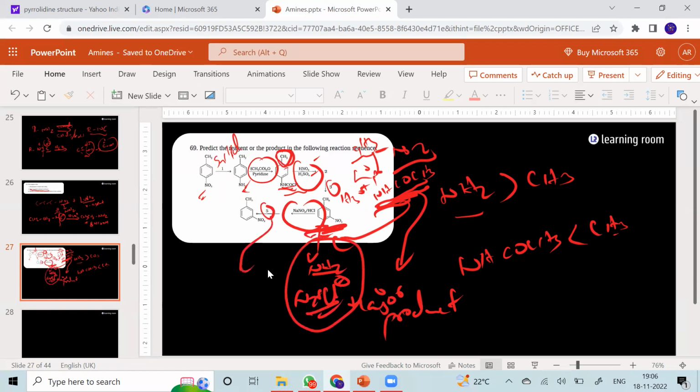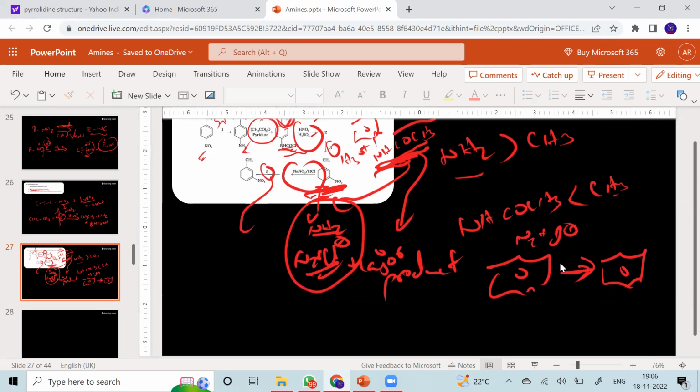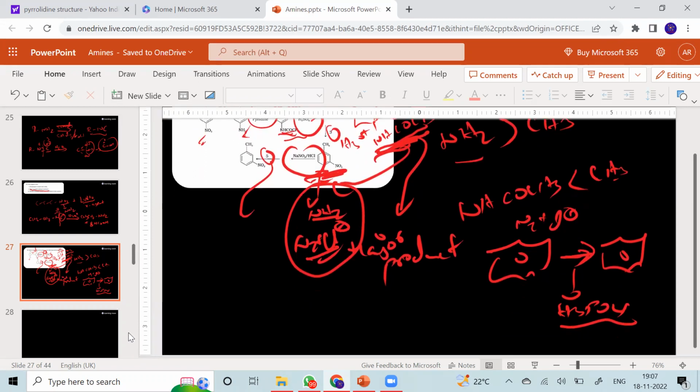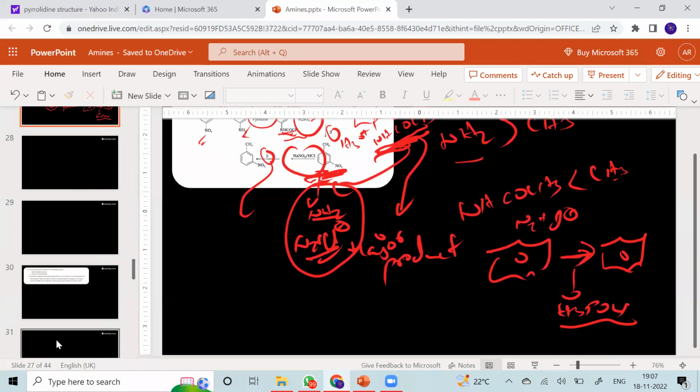What you have to add here? Obviously, if you have N2+ Cl-, now if you want to convert it into benzene, what you have to add here? You have to add H3PO4, so that the diazonium salt gets converted into your benzene. So these are all the answers of these questions. Easy things. Okay, moving on.